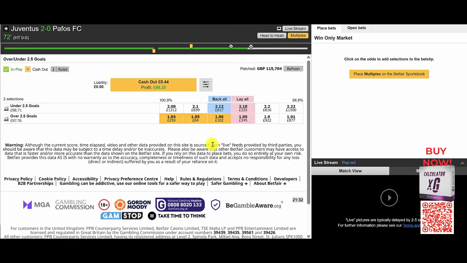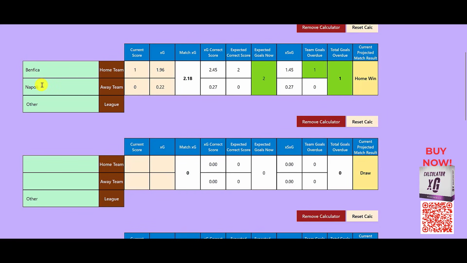So anyway, we're out on this one. Juventus 2, Paphos 0 on 72 minutes. So we were taking a look at this match with Benfica leading Napoli 1-0. This is from the Champions League. Now we can see the current projected match result is a home win after plugging in these XG numbers, and Benfica are winning. So not much to do there.